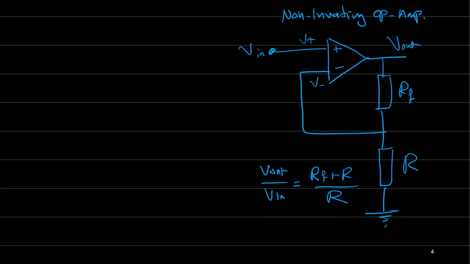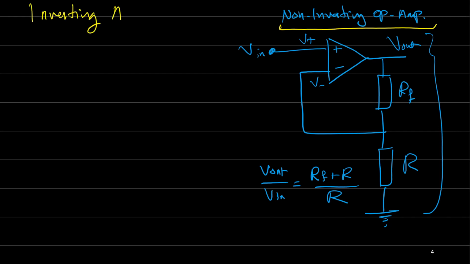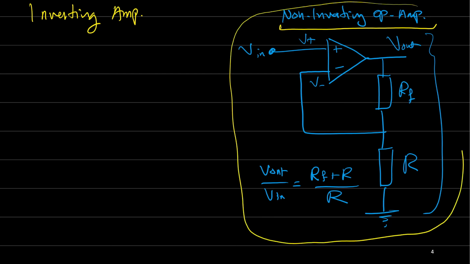Okay, the question is how to convert this circuit, the non-inverting amplifier circuit, to an inverting amplifier circuit using one move only. We need to make one change here. We need to replace something with another thing and convert this amplifier from a non-inverting amplifier to an inverting amplifier. What should we do? Now, think about it.